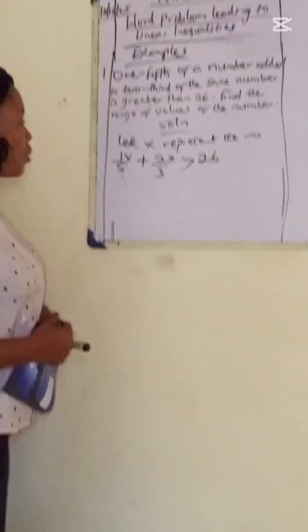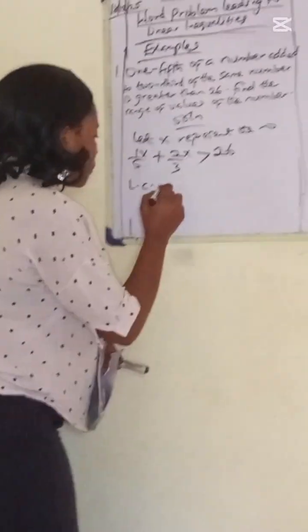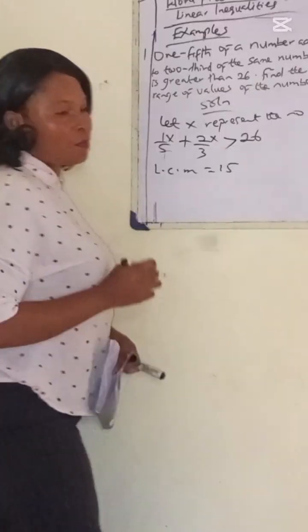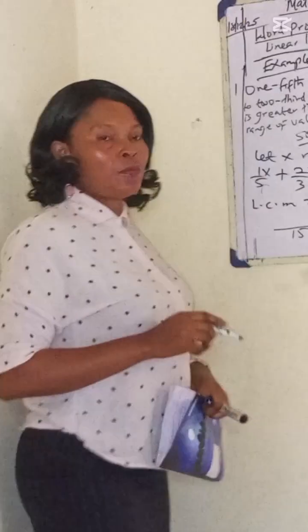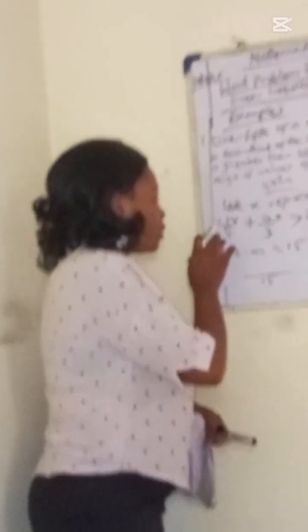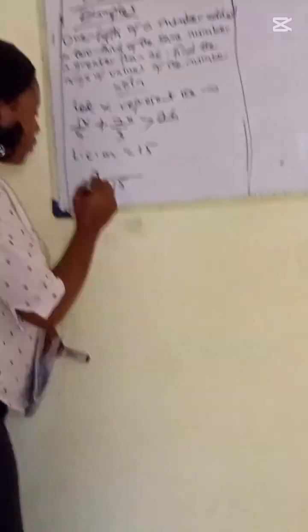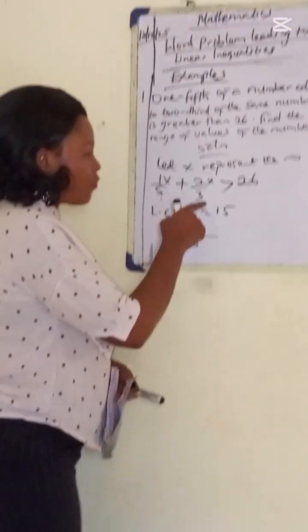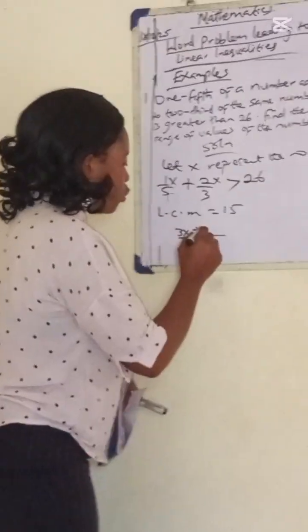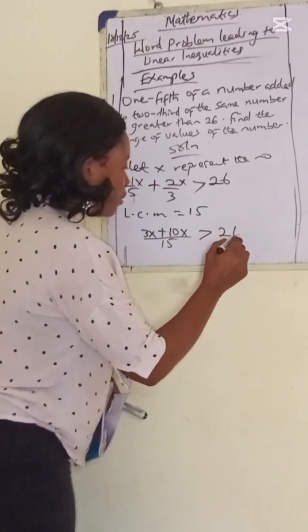So now the next one I'm going to do, I'm going to look for my LCM. LCM is what? 15. So I'll bring down my LCM. LCM of 5 and 3 will give us 15. Bring down your LCM. Use it to divide your denominator. So 15 divided by 5 will give us 3. 3 times 1x will give us what? 3x. Plus 15 divided by 3 will give us what? 5. 5 times 2x will give us what? 10x. Is greater than 26.